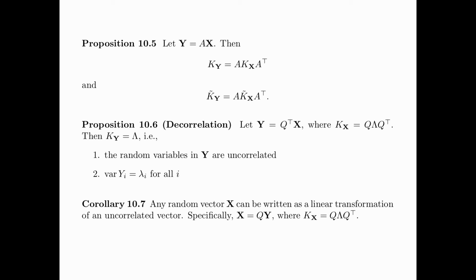The next corollary says that any random vector x can be written as a linear transformation of an uncorrelated vector. Specifically, x can be written as Q times y, where K sub x is equal to Q times lambda times Q transpose. The proof is straightforward. In proposition 10.6, y equals Q transpose x implies Q y is equal to Q times Q transpose times x, where Q times Q transpose is equal to the identity matrix, and so we have x equals Q times y.